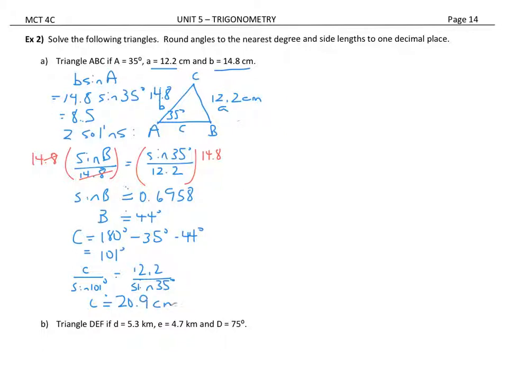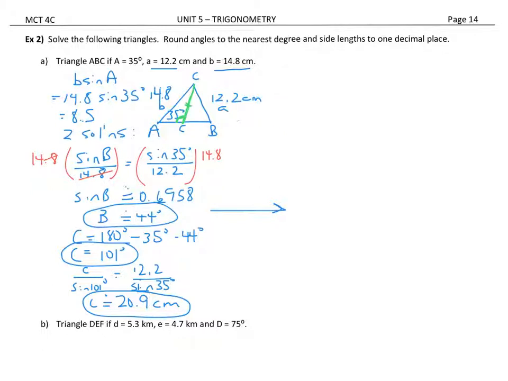So that's one solution. So we have the possibility that we have B equaling 44 degrees, C equals 101 degrees, and side C is about 20.9 centimeters. That's our one solution. Our second solution comes from here. So at this step, this is where we veer off a little bit. If we had a second solution, we'd be looking at that side A coming down and meeting side AB. We're going to meet that at an obtuse angle instead.